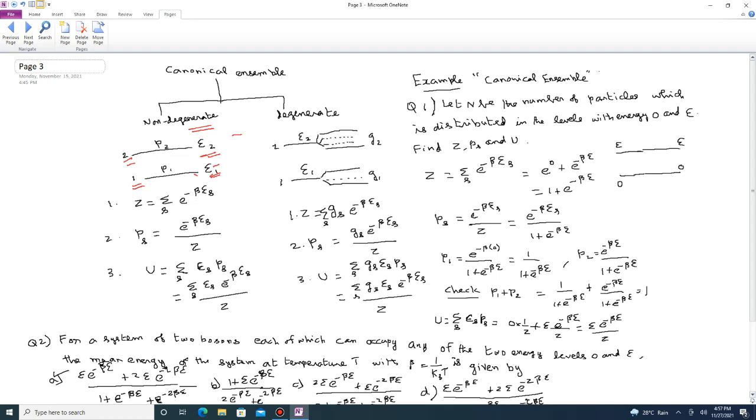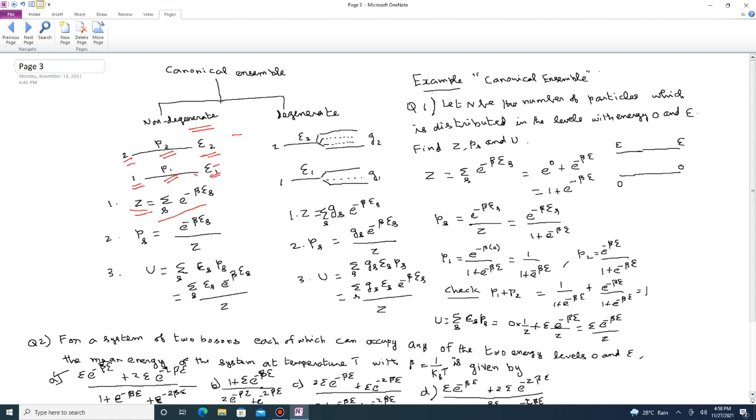Now here we define P1. P1 represents the probability of occupation of the energy E1 in level 1. P2 is the probability of occupation of the energy E2 in level 2. So this is a non-degenerate system. For a non-degenerate system, the partition function is expressed like this: Z is equal to summation over s of e power minus beta e_s.